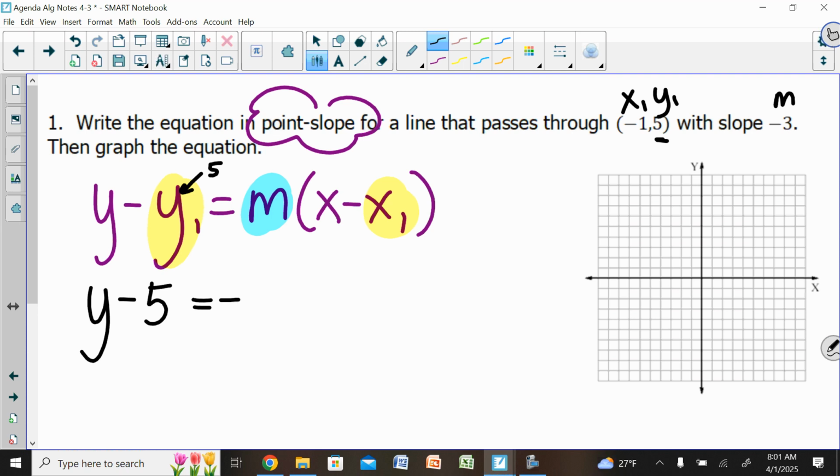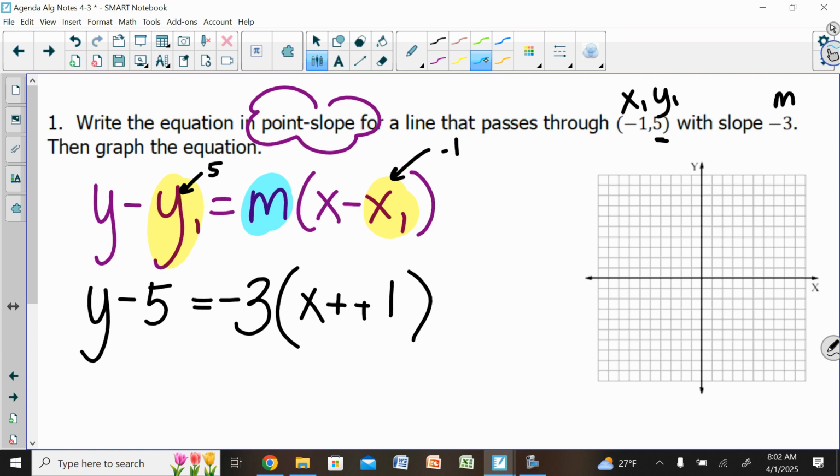The m is -3, start my parentheses, and then when I put in a -1 in place of that x1, I'm going to have x minus -1, which we all know becomes an x plus 1. There's my point slope formula. Starting after this section, I'm going to start asking you to put it into y equals mx plus b form. We can talk about that in a minute, but let's graph this guy.